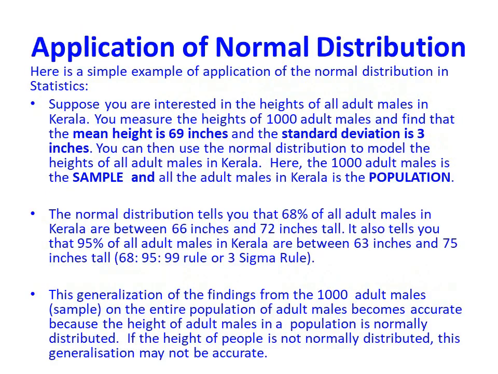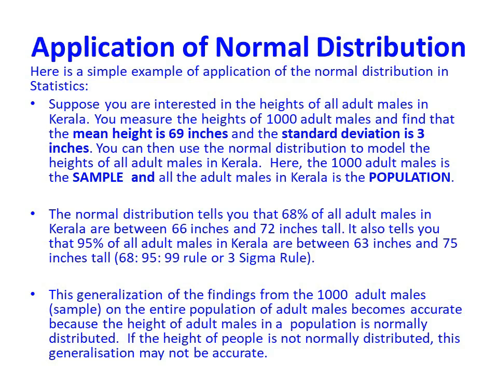Application of normal distribution. Here is a simple example of application of the normal distribution in statistics. Suppose you are interested in the heights of all adult males in Kerala. You measure the heights of 1000 adult males and find that the mean height is 69 inches and the standard deviation is 3 inches. You can then use the normal distribution to model the heights of all adult males in Kerala. Here, the 1000 adult males is the sample and all the adult males in Kerala is the population.